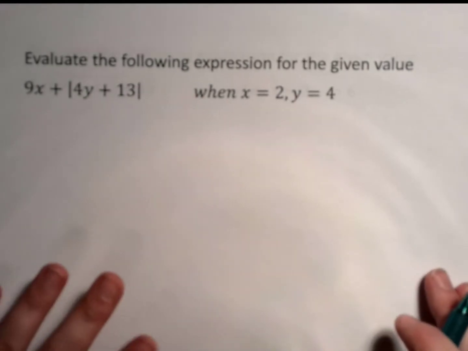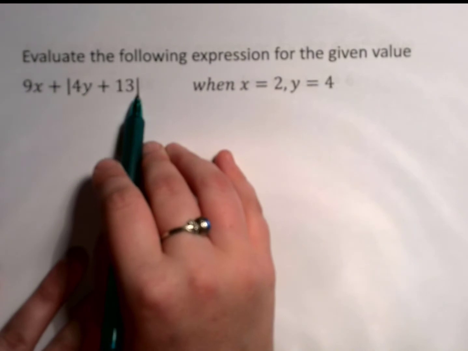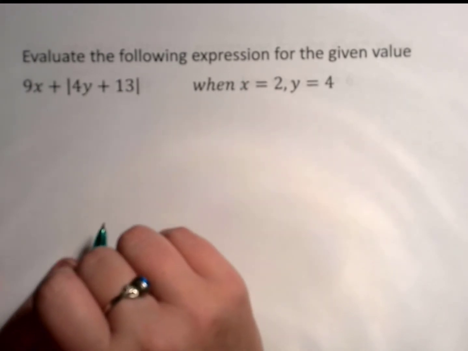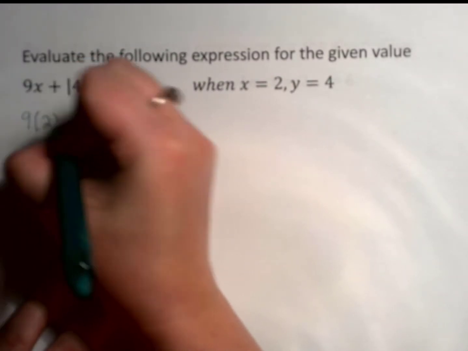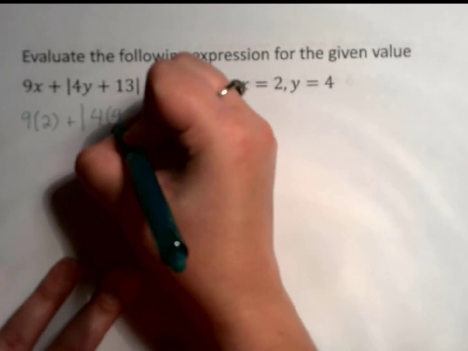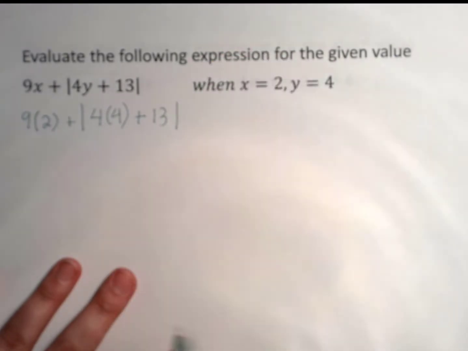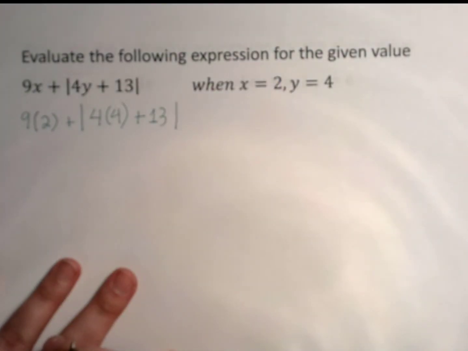All right. A couple other things we talked about when we were evaluating. Remember, these symbols here mean the absolute value, okay, which is the distance from 0 on the number line. I'm going to plug in what I'm given. So I'm going to get 9 times 2 plus the absolute value of 4 times 4 plus 13. Okay. Remember, absolute value can be like a grouping symbol.